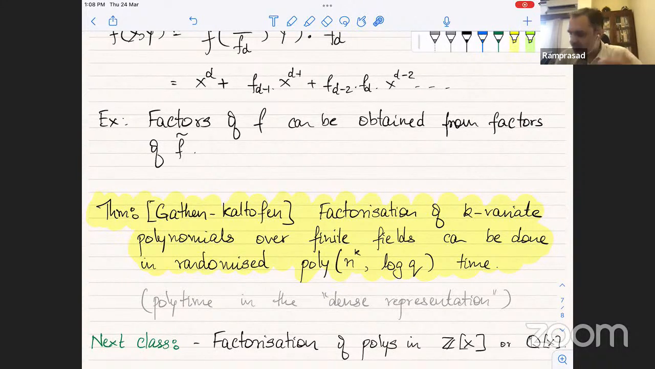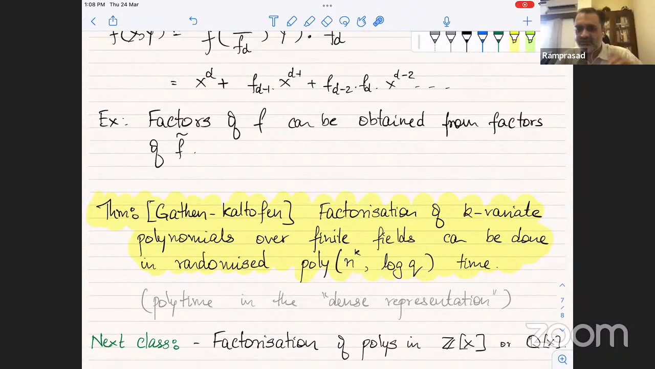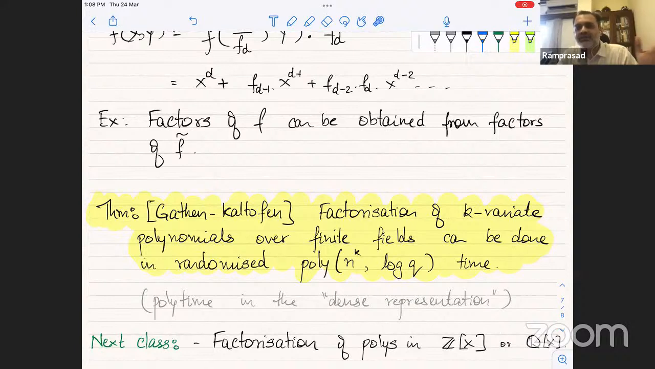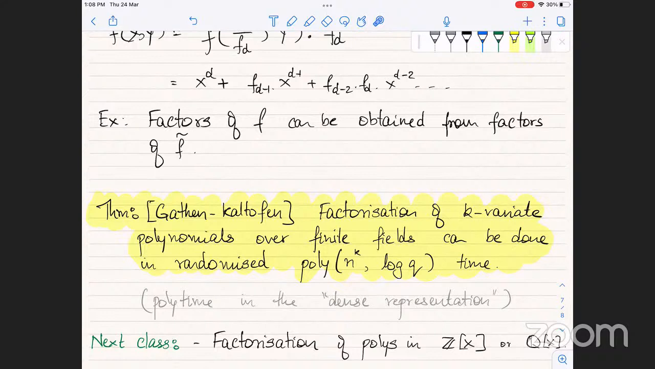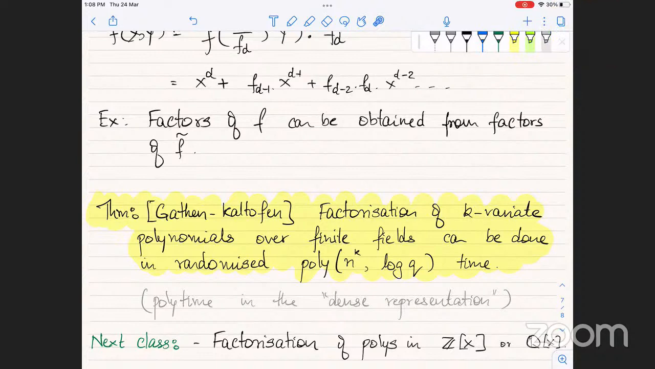Okay, and this process will eventually, if you unravel it, end up with a running time of poly in n power k and log q, if you're dealing with k-variate factorization. And this is also called polynomial time in the dense representation, because if someone were to give you a k-variate polynomial, they need to give you n power k coefficients. So it seems to be polynomial time in the input length, assuming that I tell you all the coefficients. Such a thing is called a dense representation, and it gives a polynomial time randomized algorithm in the dense representation.